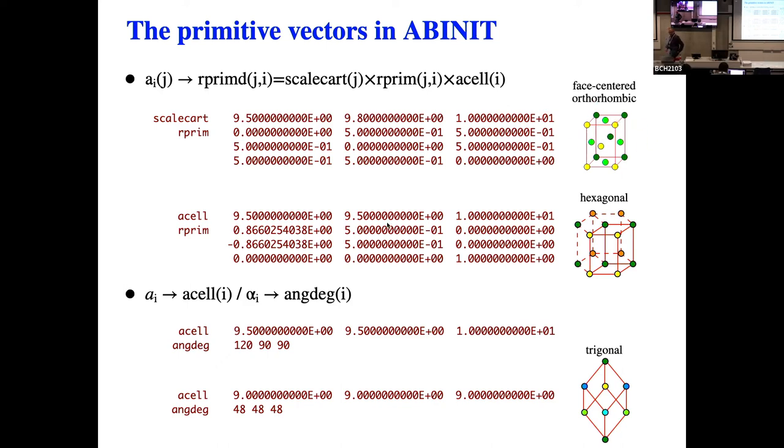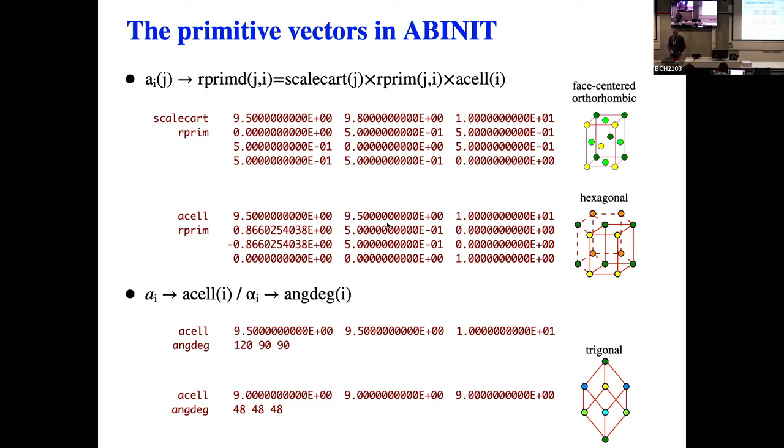In a hexagonal system, we can write the first two vectors as square root of 3 divided by 2, 1/2, 0, minus square root of 3 divided by 2, 1/2, 0, and then 0, 0, 1. We multiply in this case not the line but the column. So the first column is multiplied by this one, the second column by this one, and the last column by this one. So this is one way to define the structure.